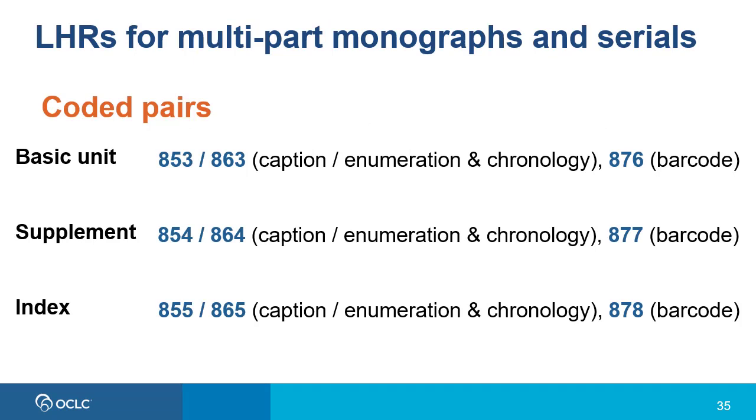For coded pairs, for a basic bibliographic unit, you would use the coded pairs 853, 863 for the caption and enumeration and chronology, and 876 for the barcode. For a supplement, you would use 854, 864 for captions and enumeration and chronology, and 877 for a barcode. And for indexes, 855 and 865 with an 878 for the barcode.